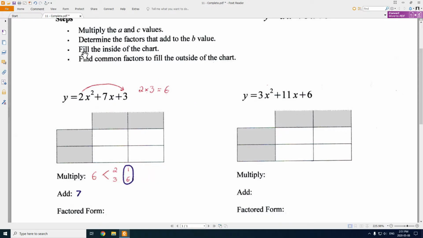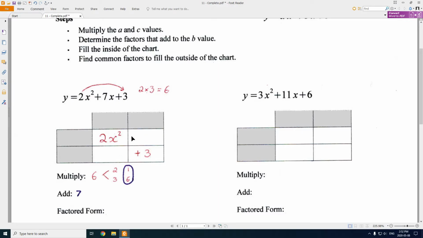So now what we do is we start by filling the inside of the chart. What do I know in the inside? I know that I have to get a 2x squared. That's my first number there. And I know that my last number has to be a 3. And I now also know that the two other numbers are going to match up with the factors that I choose. So a plus 1x and a plus 6x.